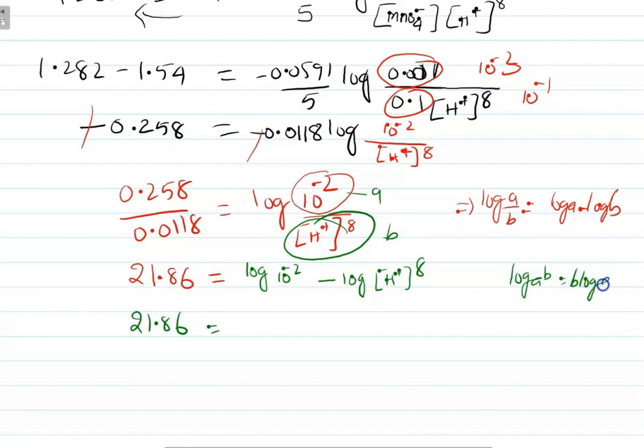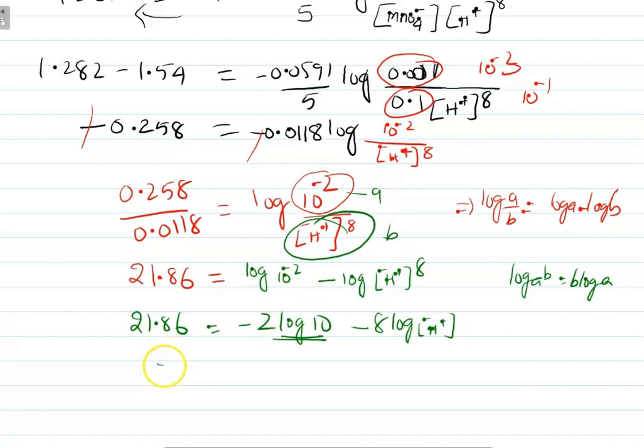Log A power B can be written as B log A. This we already know, these log formulas. So I can write A power B as B log A. Here 10 is taken as A. So next, minus log 10 minus, again I can write this as 8 log of H plus, same formula, log A power B is B log A. So log 10 value is 1, so you will get minus 2. Minus 2, send it to the other side.